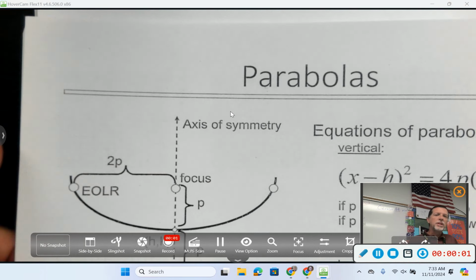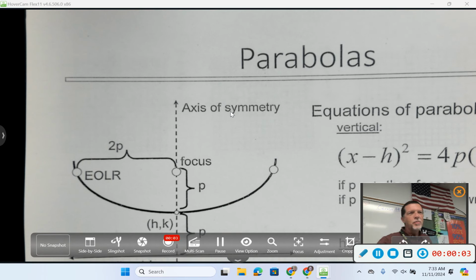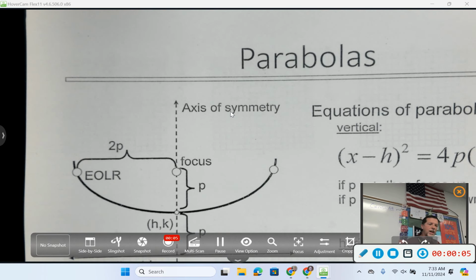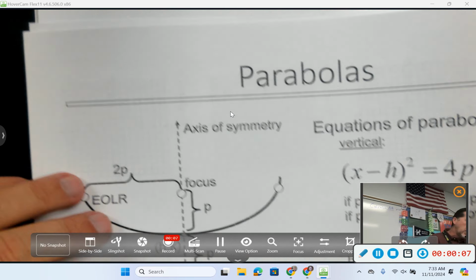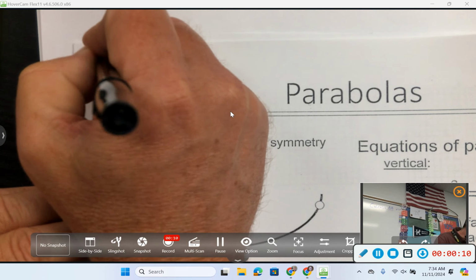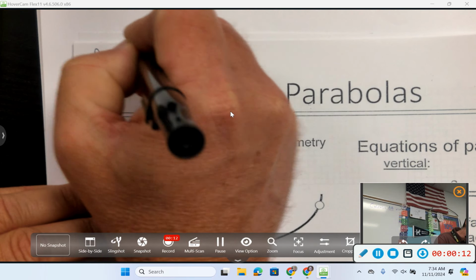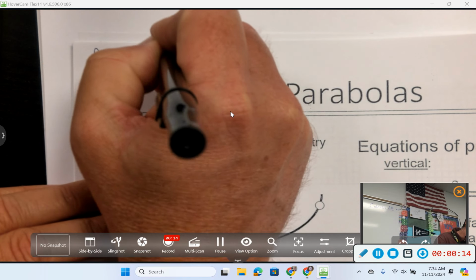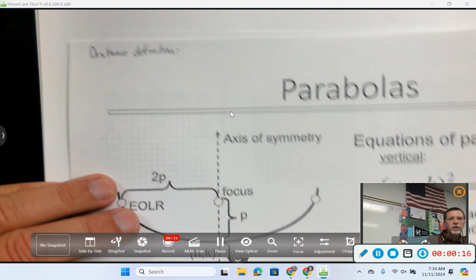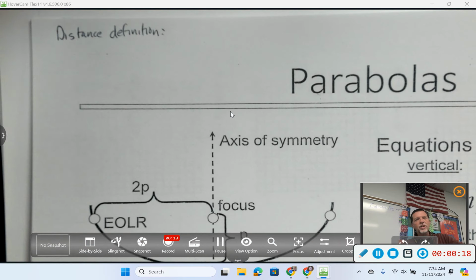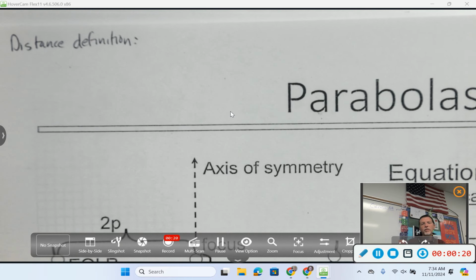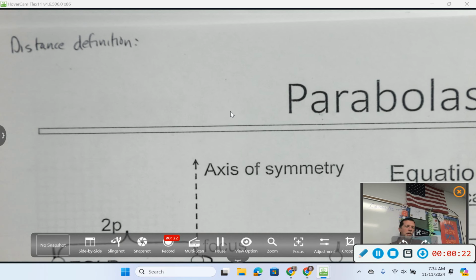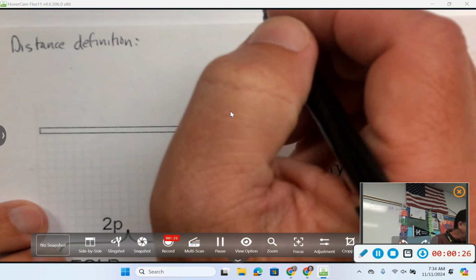Okay, so parabolas, but parabolas part 2, a different way to look at parabolas. And it comes from a distance definition of parabolas, which is weird. You probably have not seen this before, but it's what leads to those equations that we'll use today. We won't derive them, but you might be able to make sense of them once we see them.